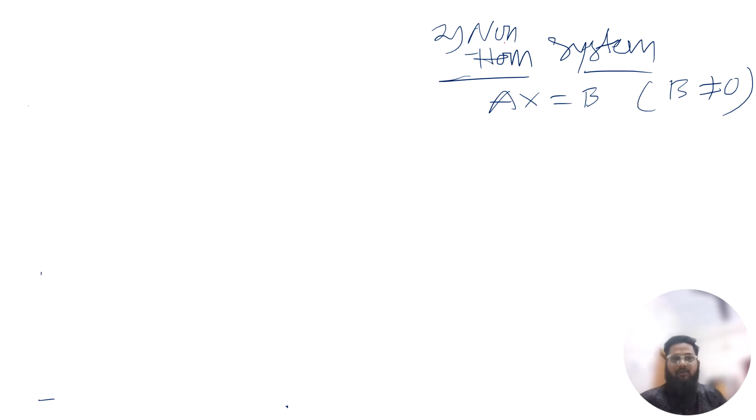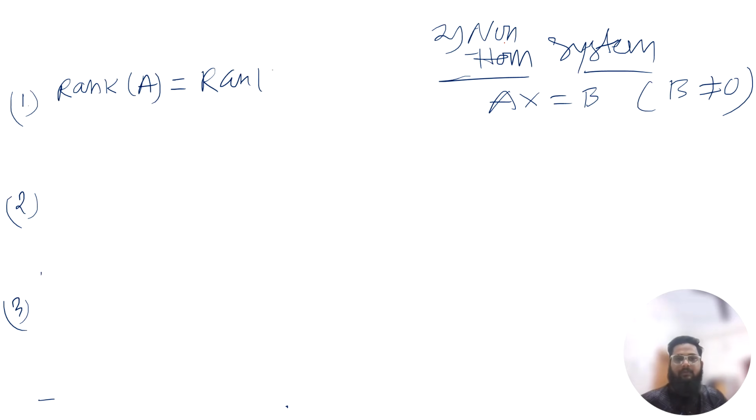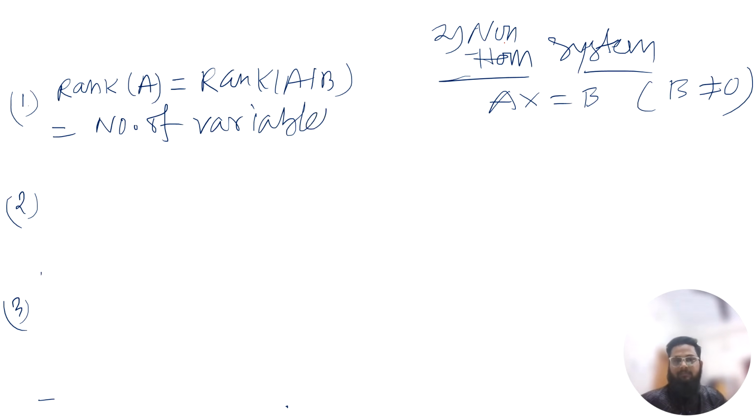now in the case of non-homogeneous we have three cases: case 1, case 2, case 3. Case 1 is that if we write this A by B augmented matrix, and the rank of A is equal to the rank of the augmented matrix, and both are the same and the equal value is the number of variables. In that case it has a unique solution.